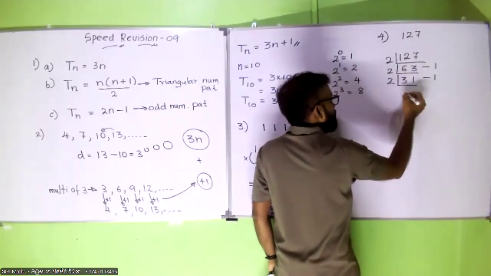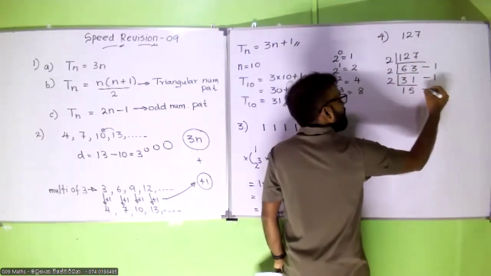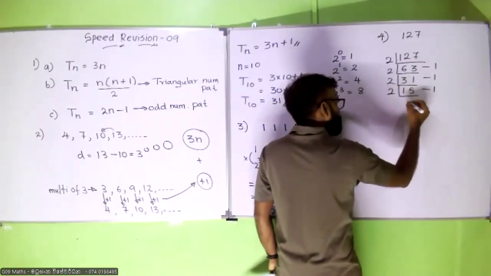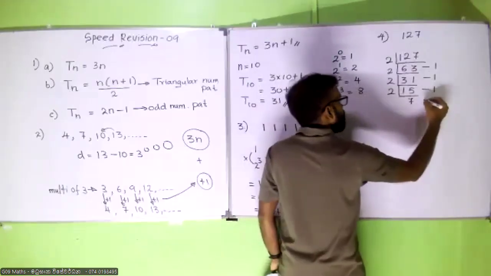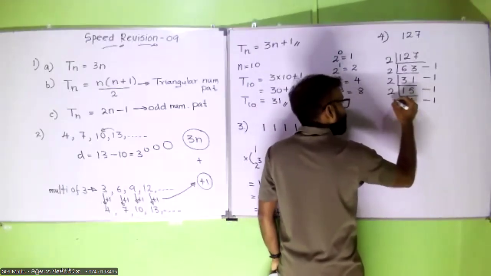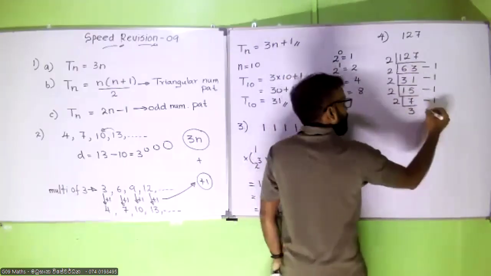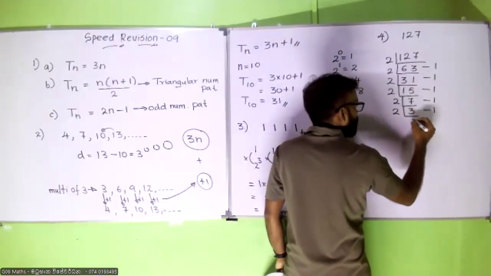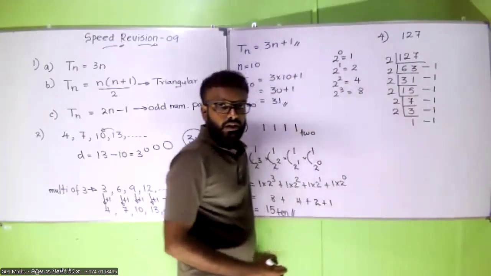Now here you have 31. 2 times 15, 30. So the remainder is 1. Then again 2 times 7, 14. So the remainder is 1. Again 2 times 3, 6. Remainder is 1. Again you have to divide 2 times 1. The remainder is 1.